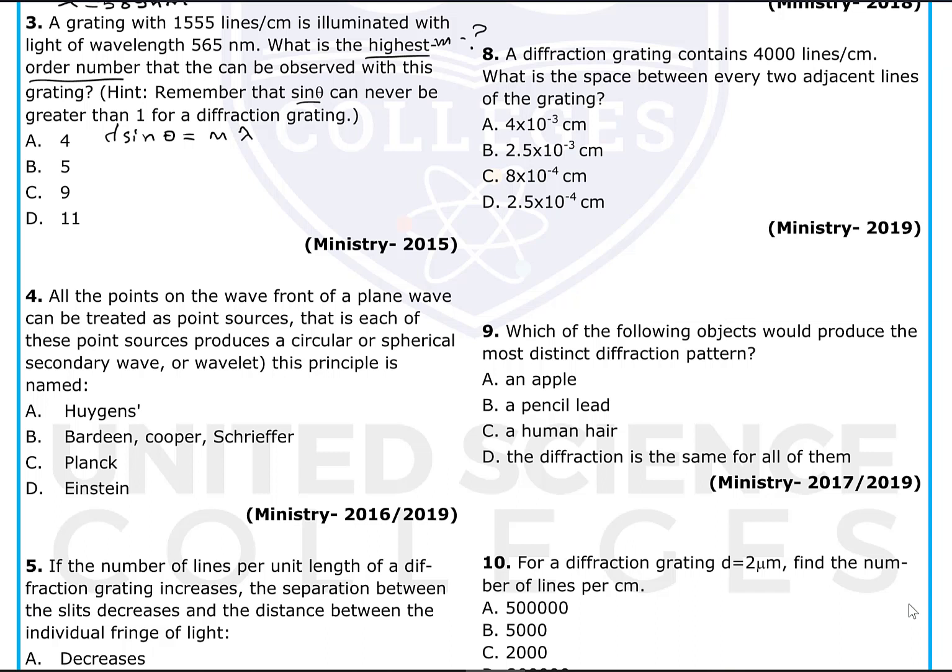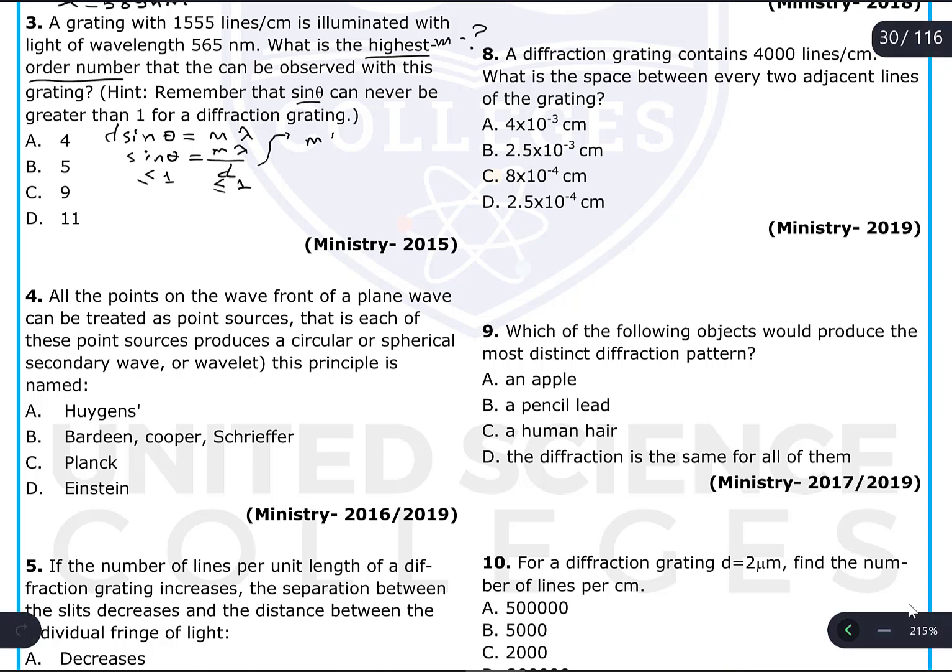We know that sin theta can never be greater than 1. And sin theta is always less than or equal to 1. I will write it like this. Sin theta is equal to m lambda divided by d. So if sin theta is less than or equal to 1, then m lambda over d also must be less than or equal to 1.